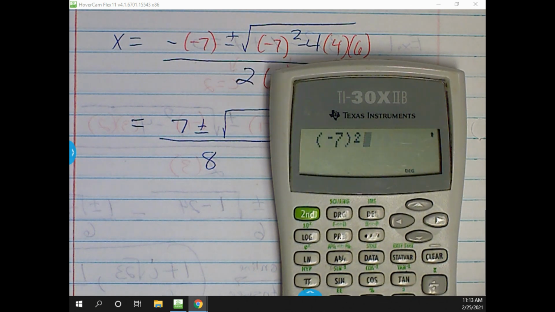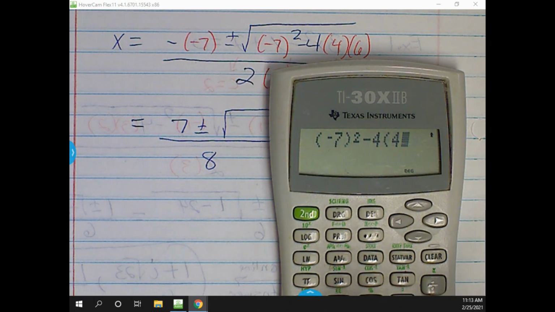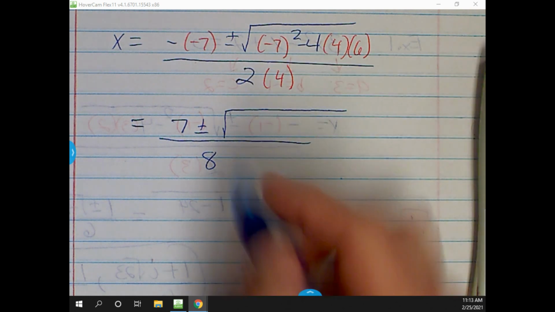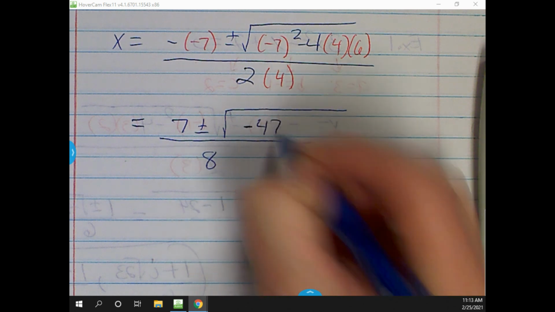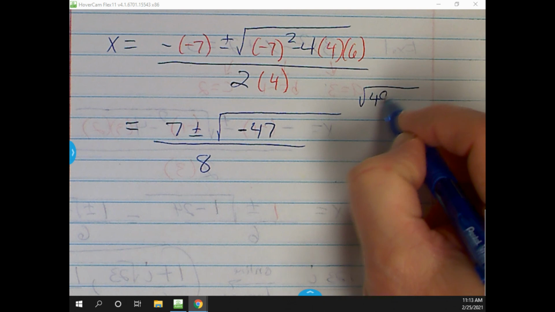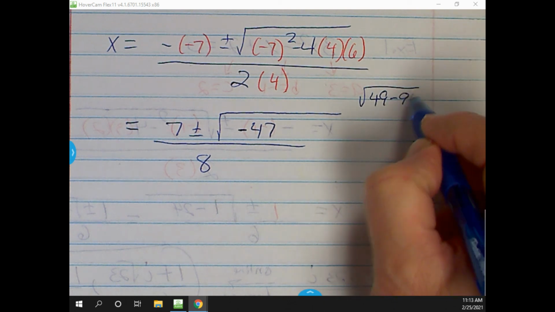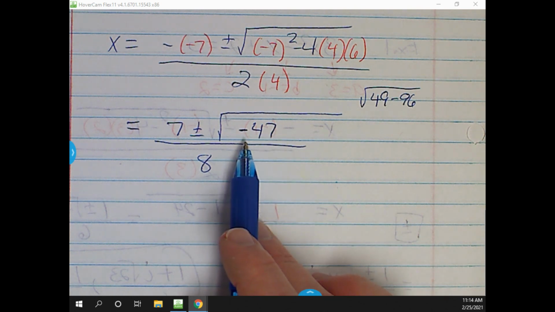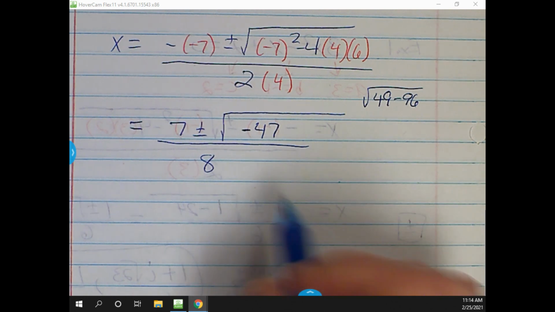minus 4 times 4 times 6. Do that, and we get a negative 47. All right, if you were just doing it by hand, this would have been 49 minus 96. But that gets to negative 47. Okay, if you check 47, it's another one of those prime numbers. You cannot break down 47 as much as you think it possibly could be.